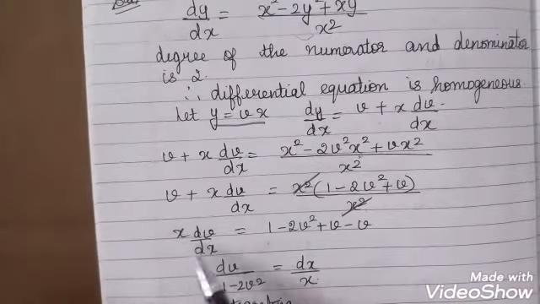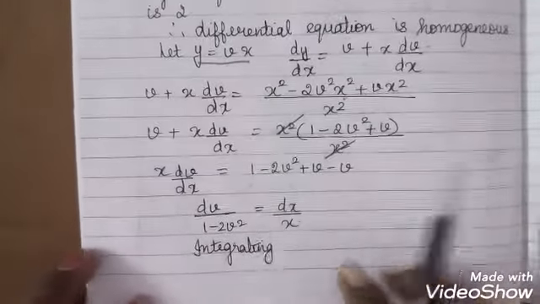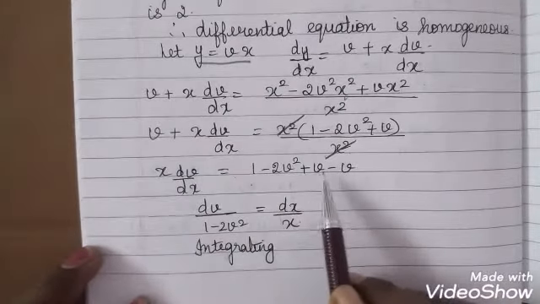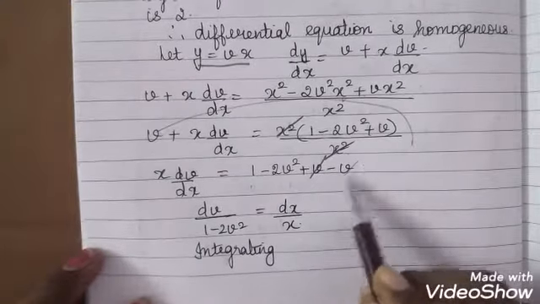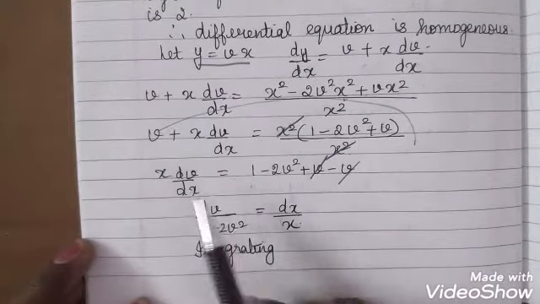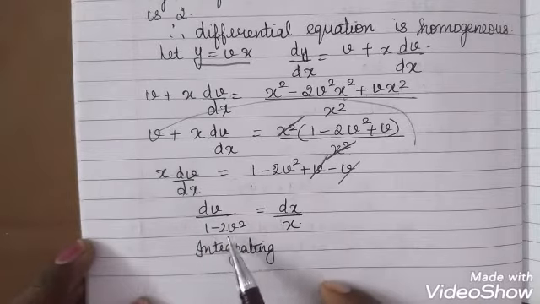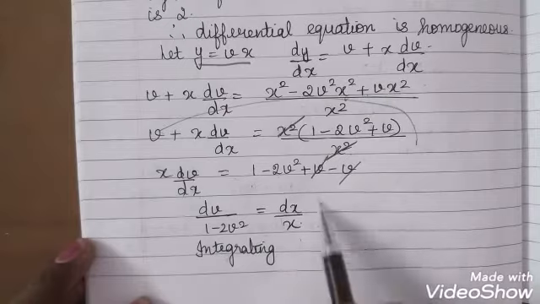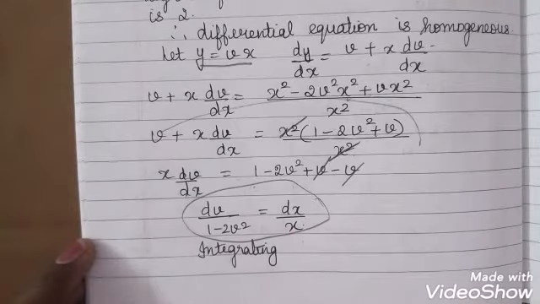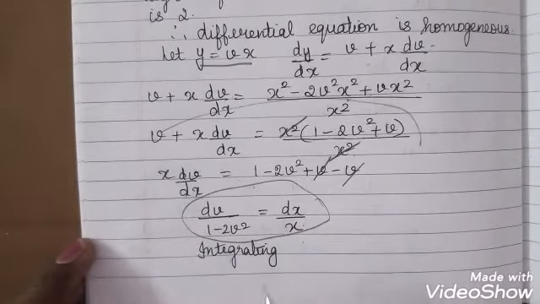So you have x into dv by dx is equal to 1 minus 2v squared plus v. When I take it to the other side, you have minus v, so of course it gets cancelled here. It is dv divided by 1 minus 2v squared is equal to dx divided by x. So here you have separated the variables. What is the next step I'll have to do here? I'll have to integrate it.